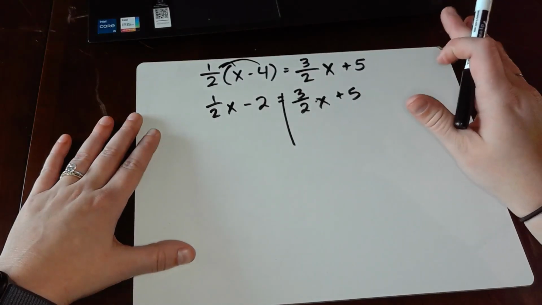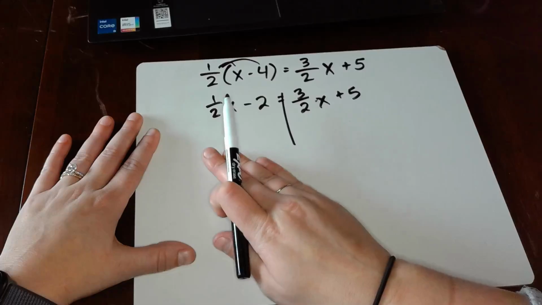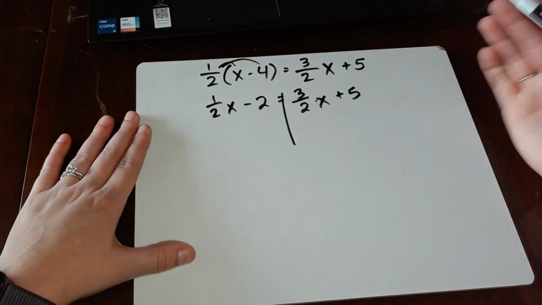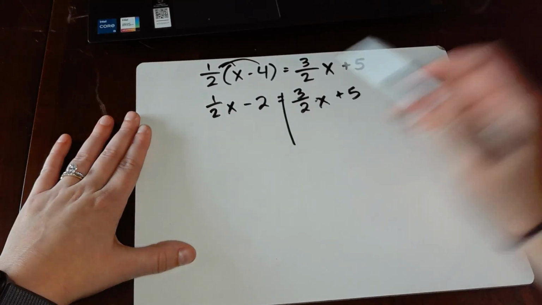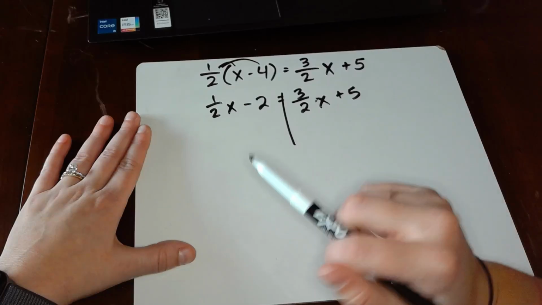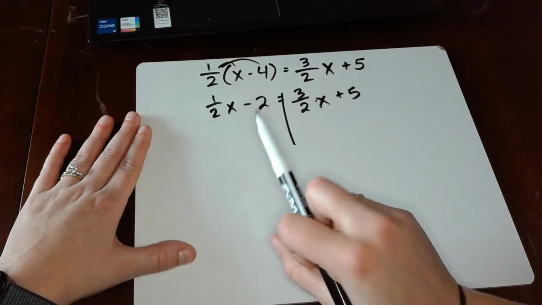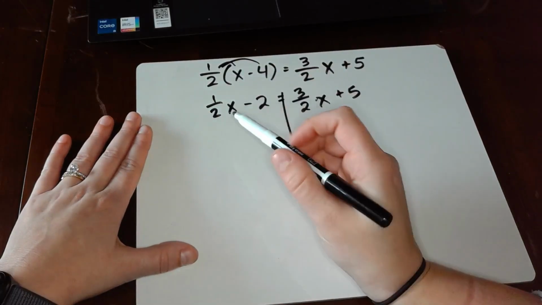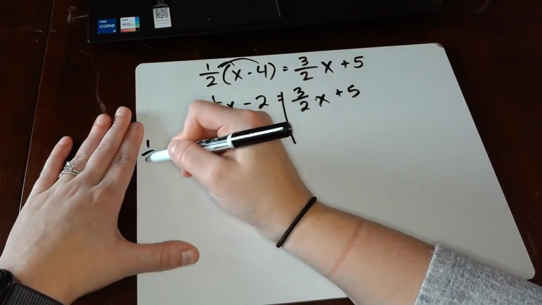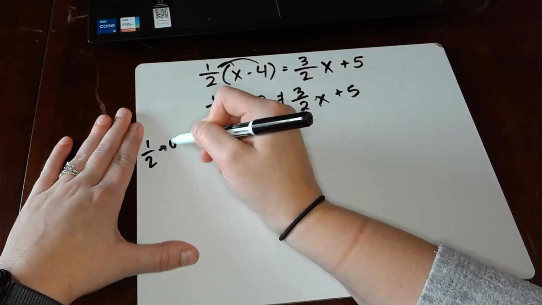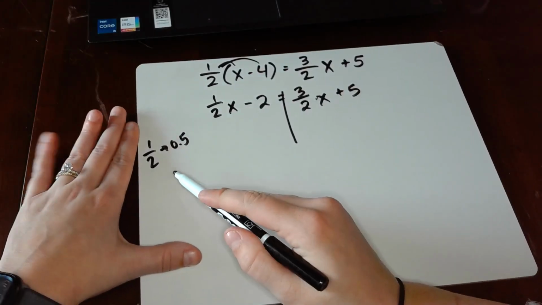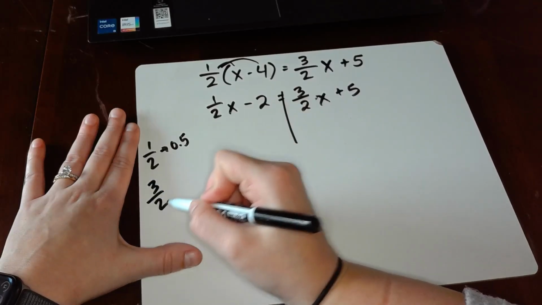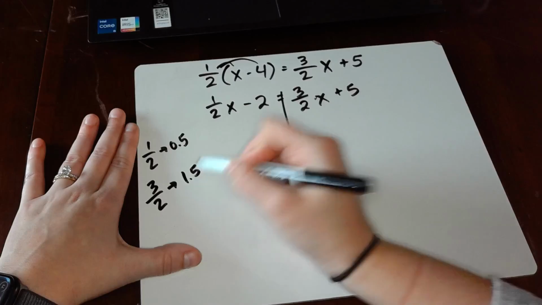So we now need to get our variables on one side and our constants on the other. In order to do that, you have to do the opposite of one of them. Well, I'm going to start with this -1/2 x, and I have to do the opposite of this to the other side. But a lot of us don't like working with fractions. So it's important to know that 1/2 in decimal form is 0.5. 3/2 in decimal form is 1.5.